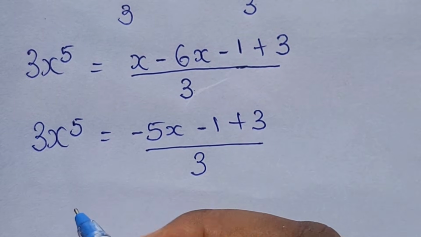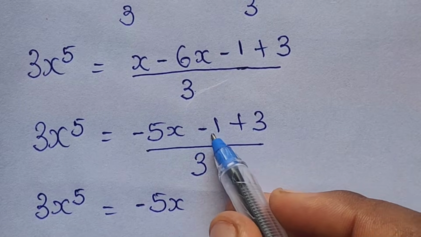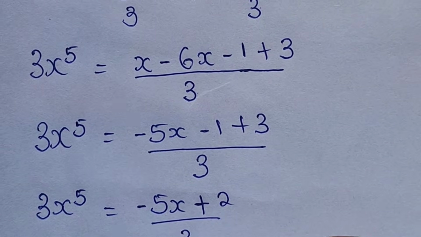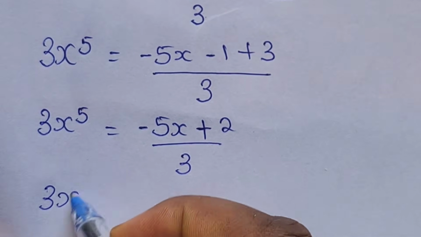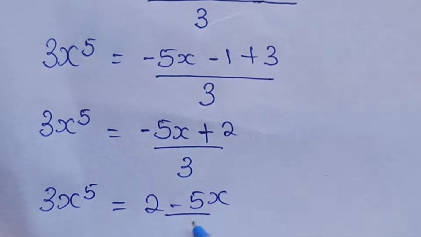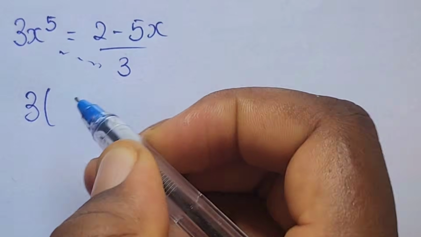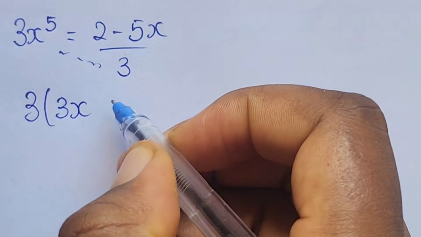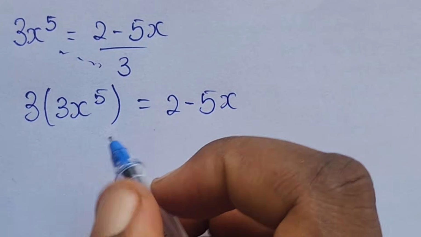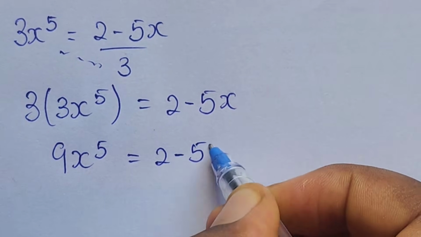all over 3. We have 3x to the power of 5 is equal to minus 5x minus 1 plus 3, we have minus 5x plus 2 over 3. We have 3x to the power of 5 to be equal to 2 minus 5x all over 3. So when we cross multiply from here, we have 3 times 3x to the power of 5 is equal to 2 minus 5x. So we have 9x to the power of 5 is equal to 2 minus 5x.